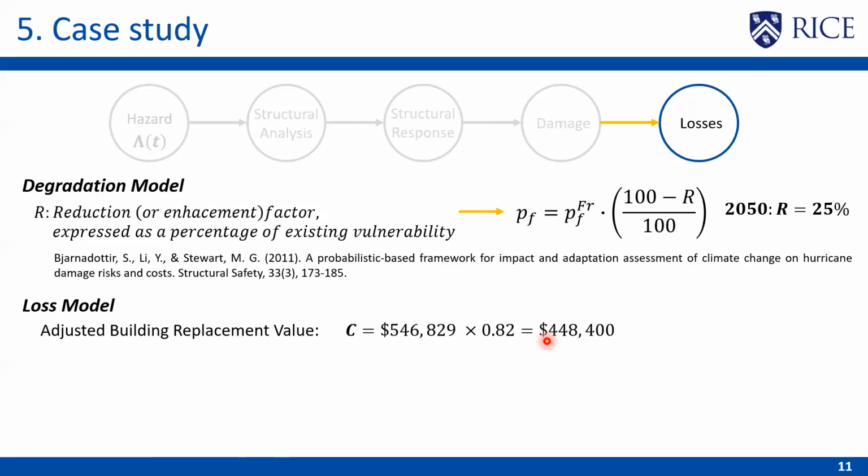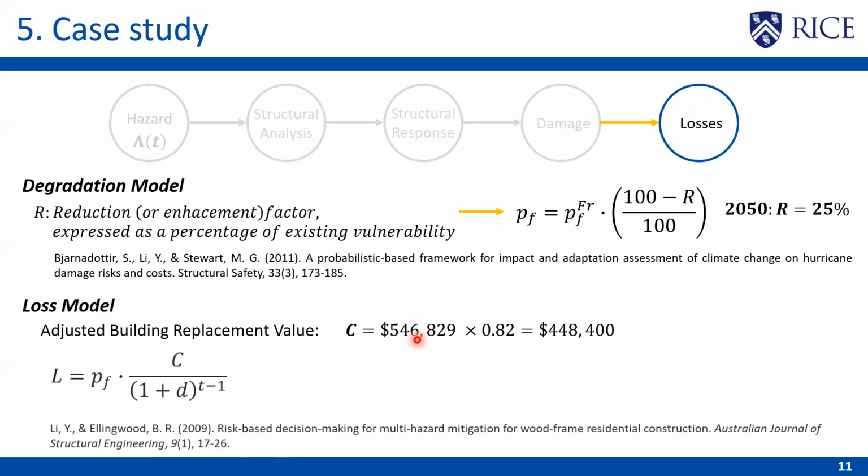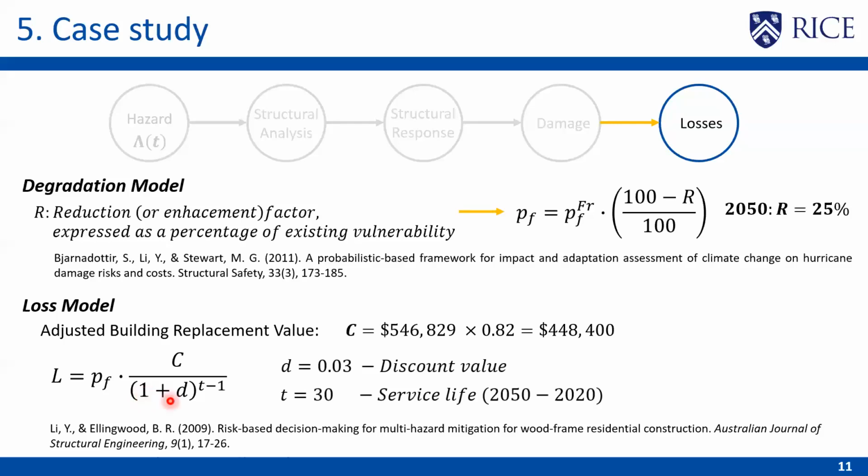For the loss model, we first calculate the building replacement value, where the replacement value of the structure is calculated based on RS Means data. We multiply by an allocation factor given for Galveston Island. So we compute the loss by the probability of failure, multiplied by the cost and this factor here that will tell us how much it will devaluate over time. This is set as 3%, that is the discount rate, and T represents the service life of the structure, in this case 30 years between 2020 and 2050.